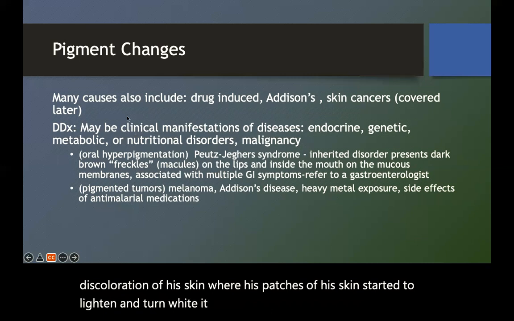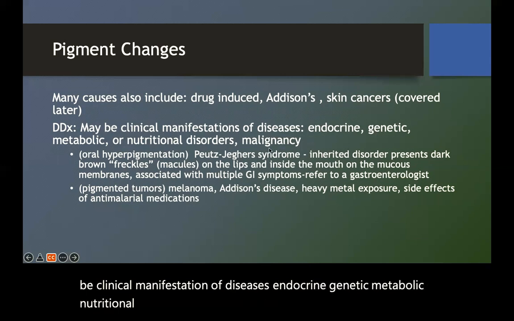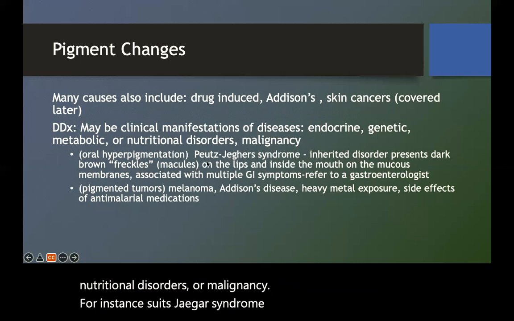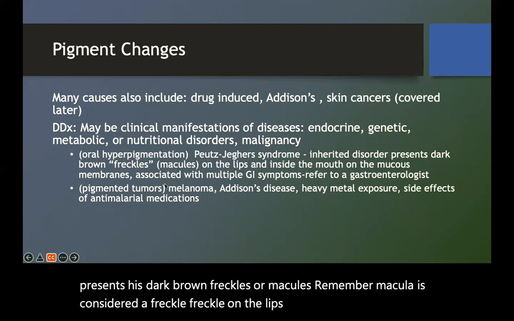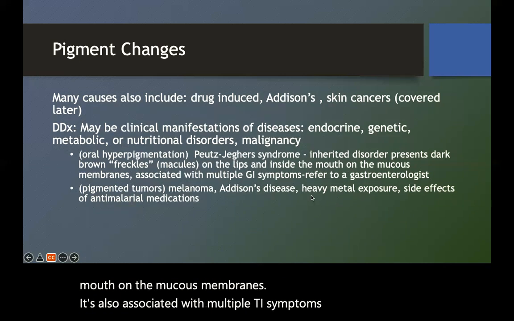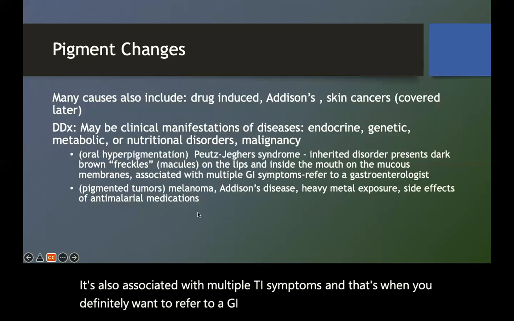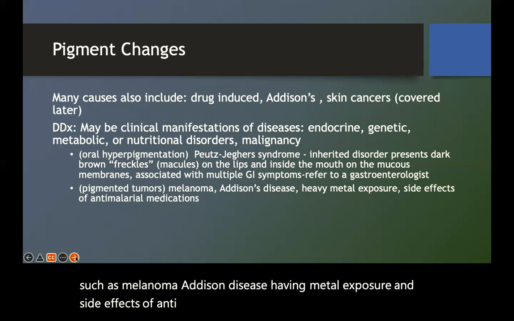It may be a clinical differential diagnosis, may be a clinical manifestation of diseases, endocrine, genetic, metabolic, nutritional disorders, or malignancy. For instance, Peutz-Jeghers syndrome, it's an inherited disorder that presents as dark brown freckles or macules. Remember, a macule is considered a freckle, on the lips and on the inside of the mouth on the mucous membranes. It's also associated with multiple GI symptoms, and that's when you definitely want to refer to a GI doctor. We have pigmented tumors such as melanoma, Addison's disease, heavy metal exposure, and side effects of anti-malarial medications.